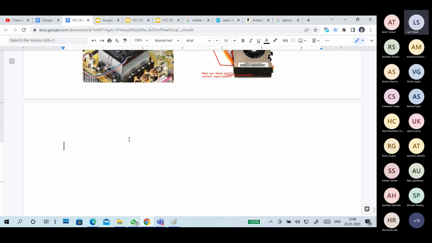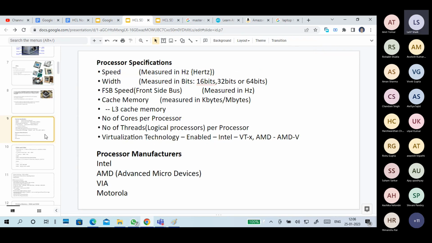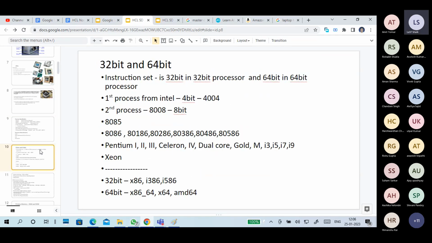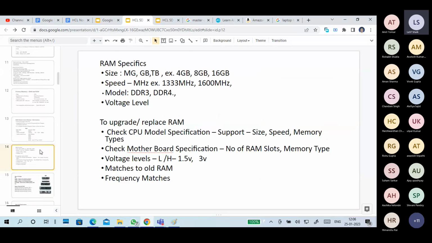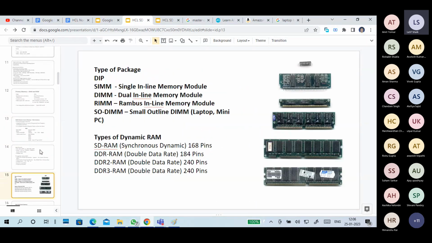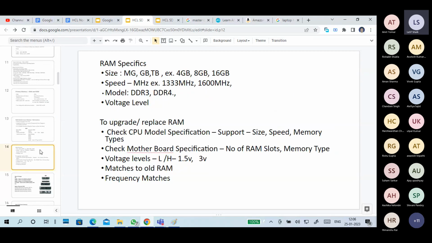Now it is 6. I will tell one more point, that is about RAM. Then we'll take a break. After the break, we'll discuss ROM and BIOS settings. That's what we will discuss.